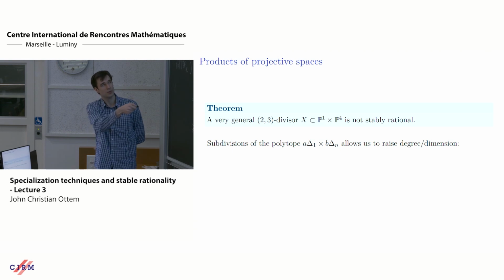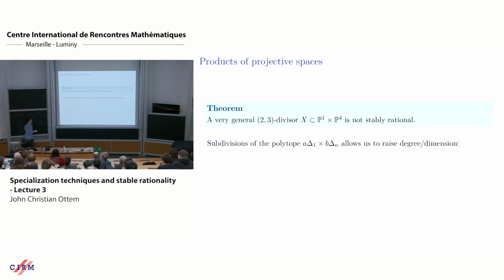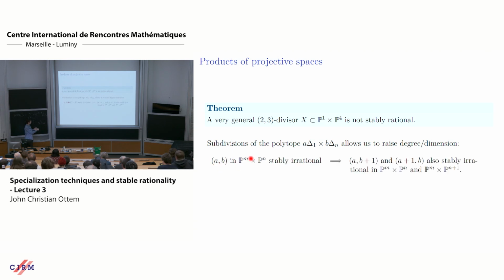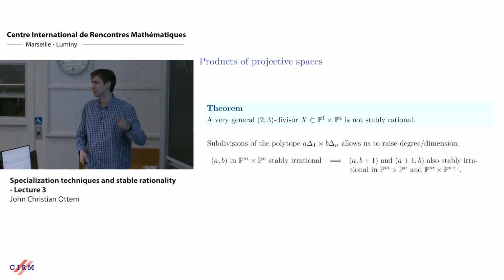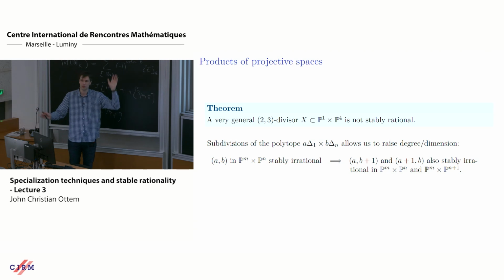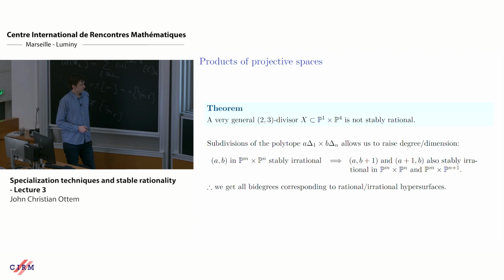Oh yeah, and by the way, this 2, 3 is basically the best you can do. If you take 2, 2, or something else which is smaller, then it's rational. So this is really the optimal one. And if we know that (a, b) is stably irrational, then you can increase the degree in both directions. So if you prove that 2, 3 is irrational, you get all of them. So this is really the main case.